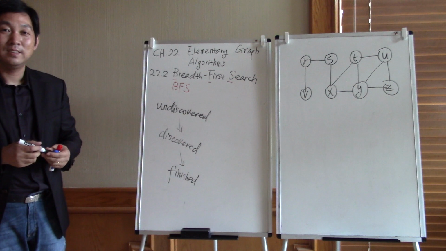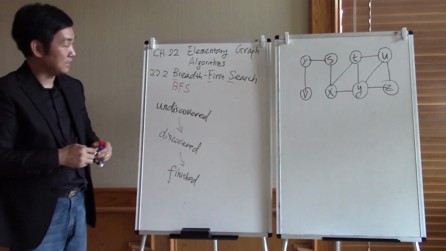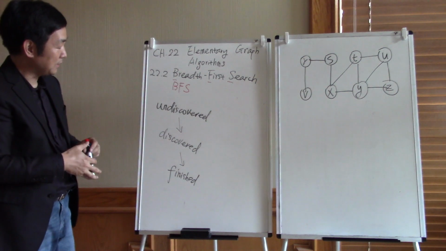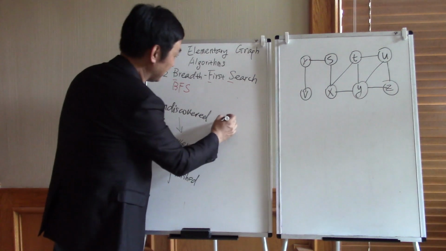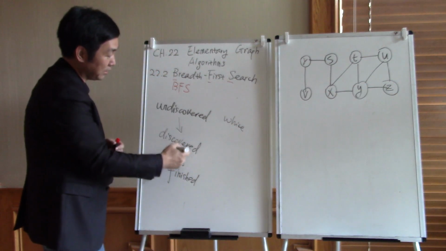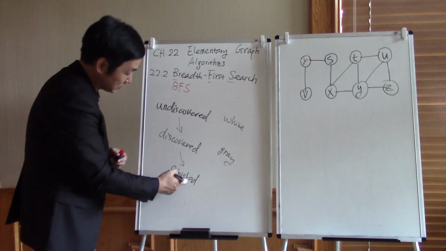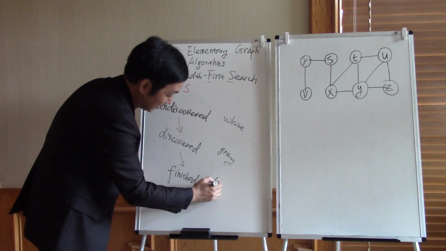Okay, so this is how we call it. And so we can say that maybe the undiscovered node, we can use the white color for it. And for the discovered node, we can use the gray color for it. And for the finished node, we can use the, say, black color for it.